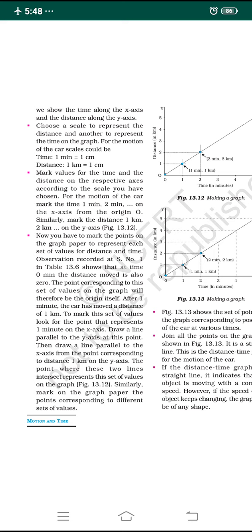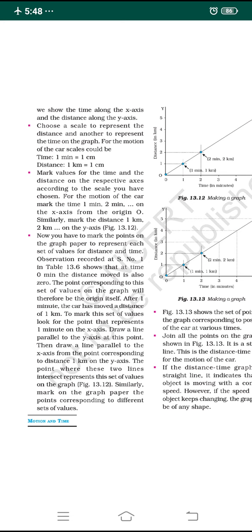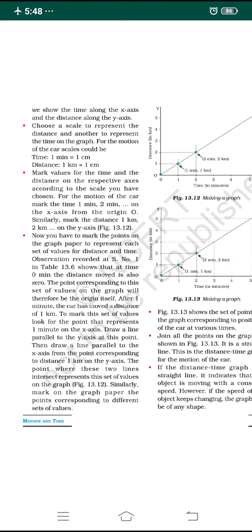Beginning, at 0 time, 0 distance has been covered, so the point remains at the origin itself. After 1 minute the car has moved 1 kilometer. You have to represent that on the graph again. So draw a line from the point along the x-axis and along the y-axis parallel to each other, and that will be marked as 1, on both the x-axis and y-axis. Same thing you have to express. For 2 minutes it covers a distance of 2 kilometers. Again you draw a parallel line from the x-axis as well as the y-axis, and they coincide at one point.